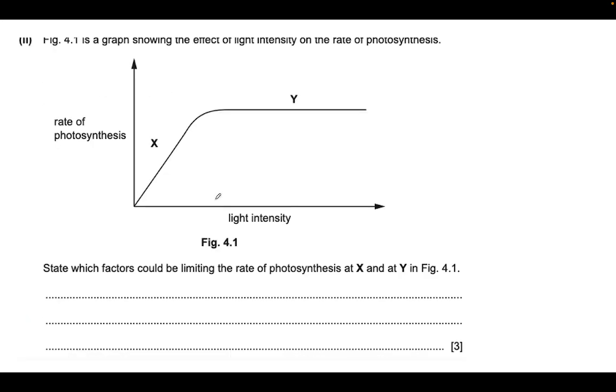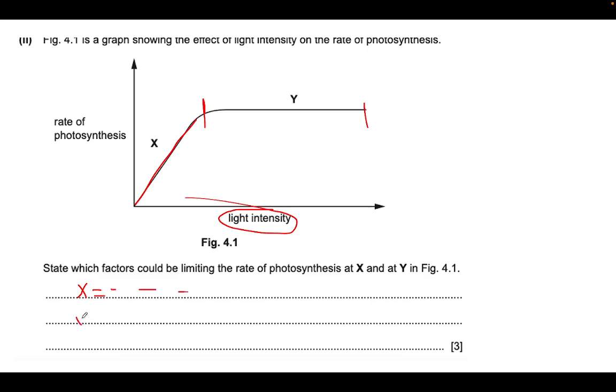This is how they ask them in IGCSE exams. State which factor could be limiting photosynthesis at X. At X here, what is limiting is light intensity, because with more light intensity, the rate of photosynthesis is increasing. Starting from where we are leveling off here, the problem can't be light intensity because light intensity keeps on increasing. So for X, we can say it is light intensity.